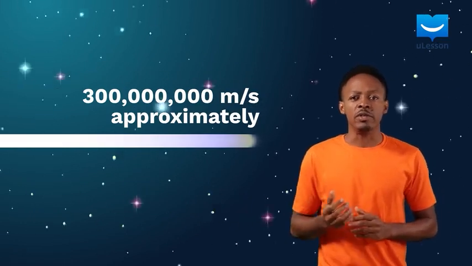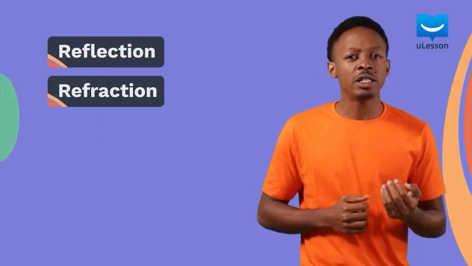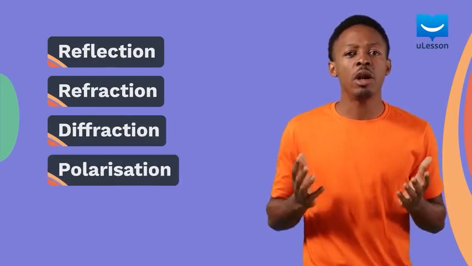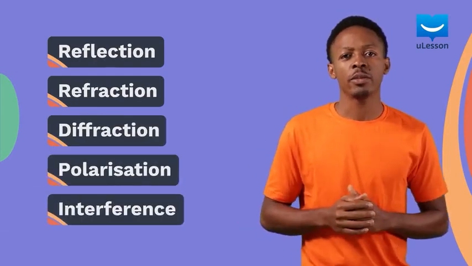Just like in other waves, electromagnetic waves can be reflected, refracted, diffracted, polarized, and so on. White light or visible light we see from the sun and other sources like our electric bulbs are mostly used to represent electromagnetic waves because it is the only kind of electromagnetic wave humans can see.